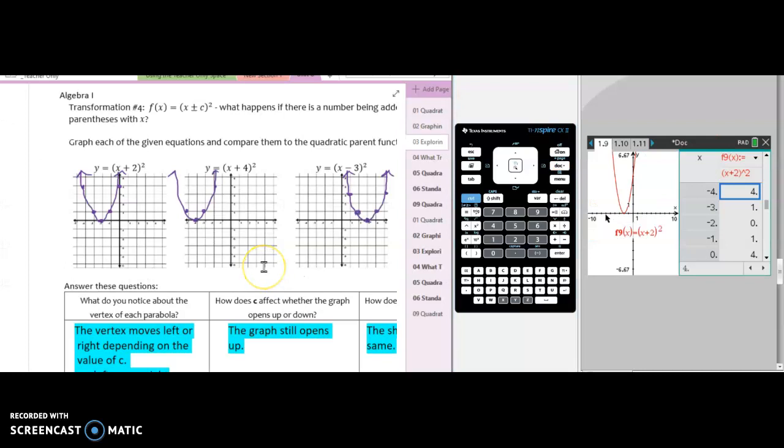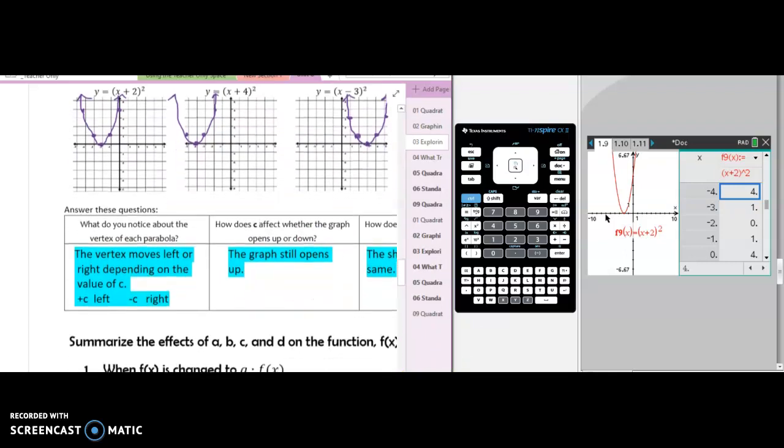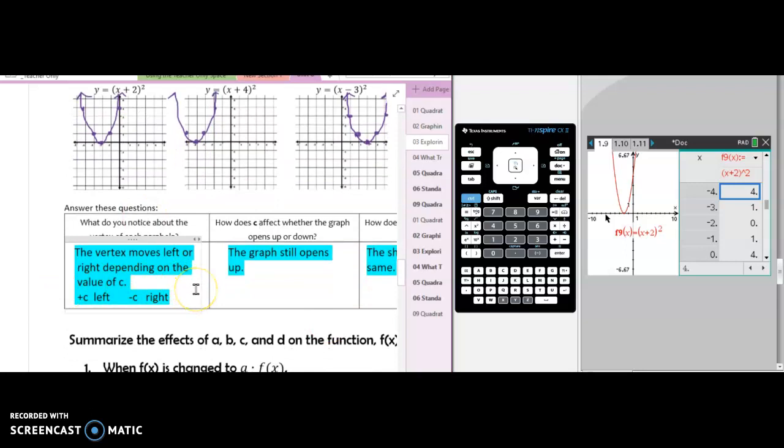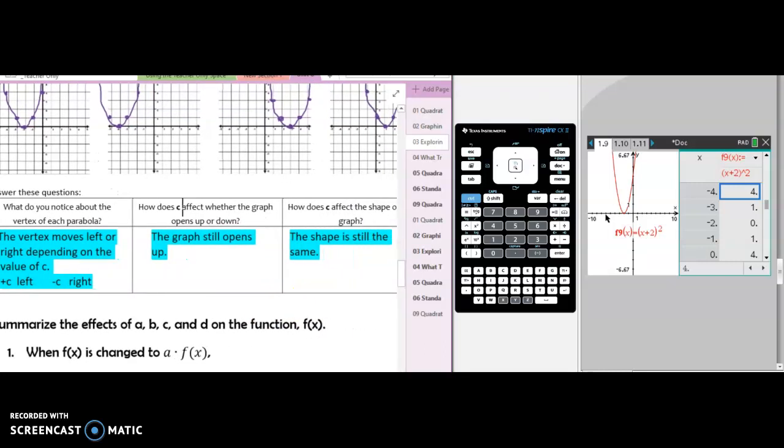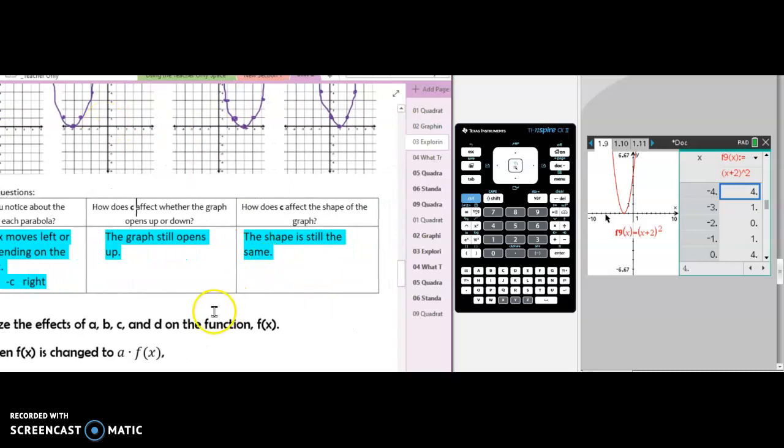Okay. So, if you graph each one of those, you'll notice that these graphs move left and right depending on what goes in for C. So whenever you answer the questions, the first one, the vertex moves left or right depending on the value of C. If C is positive, it moves left. If C is negative, it moves right. C doesn't affect whether the graph opens up or down. It still opens up. It doesn't make it move down. And then the shape is still the same.